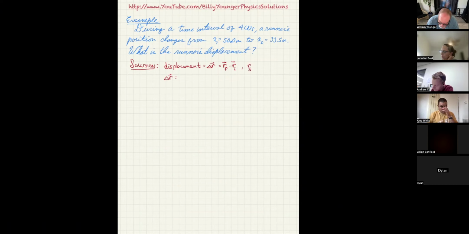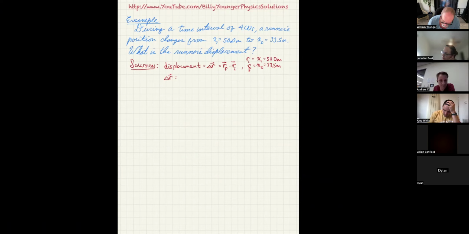but R final is equal to X2. Notice I left off the vector symbol, and that's 33.5 meters. And R initial, why did I write a 5 there? What the heck? That was supposed to be an F. I have no idea how I made that into a 5, but oh well. X1 will be R initial, and that's 50.0 meters.